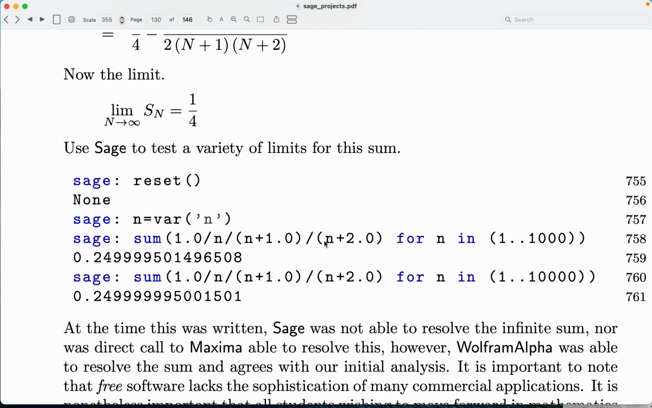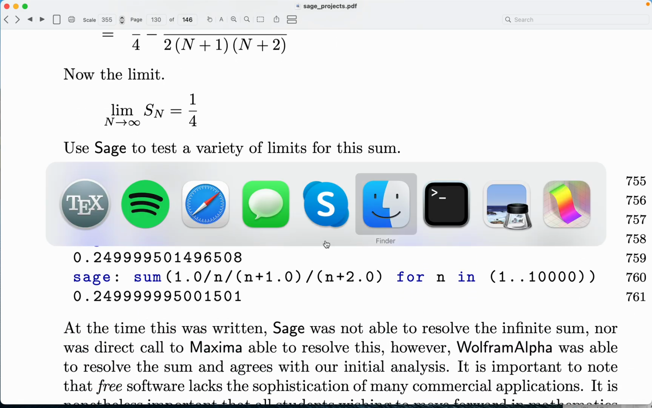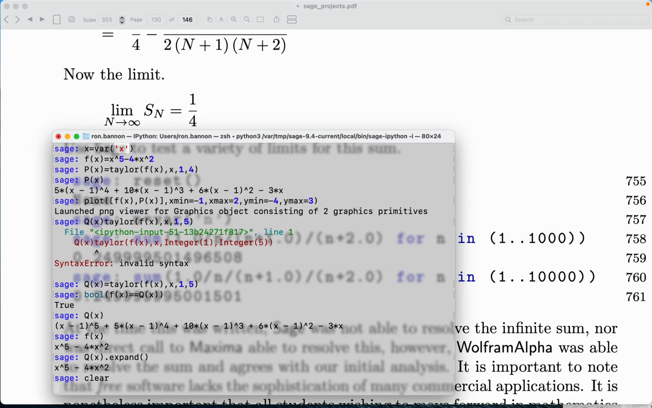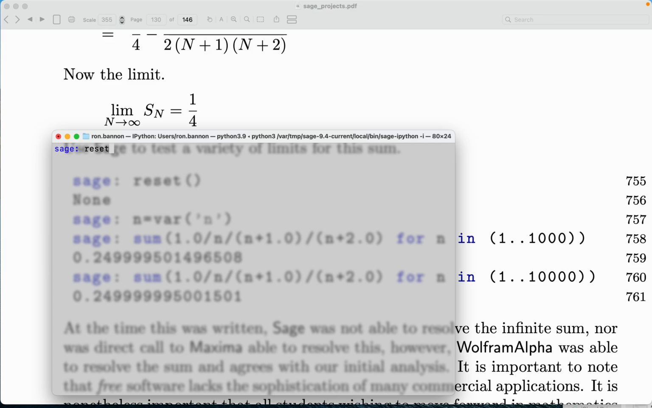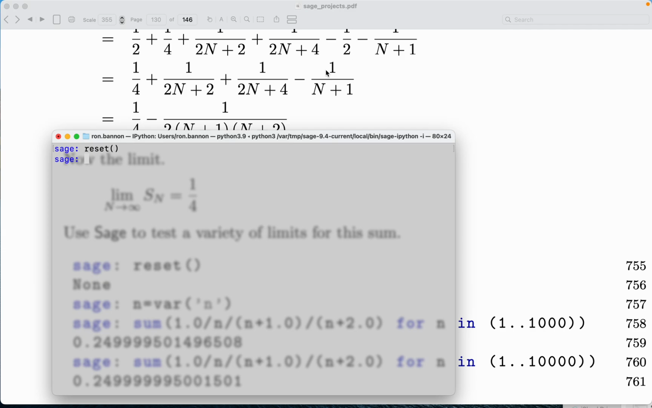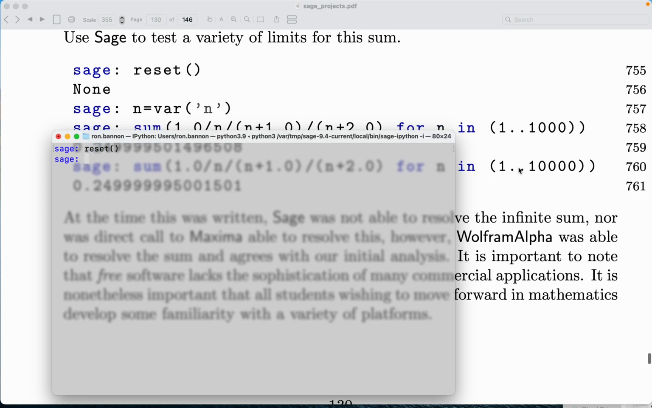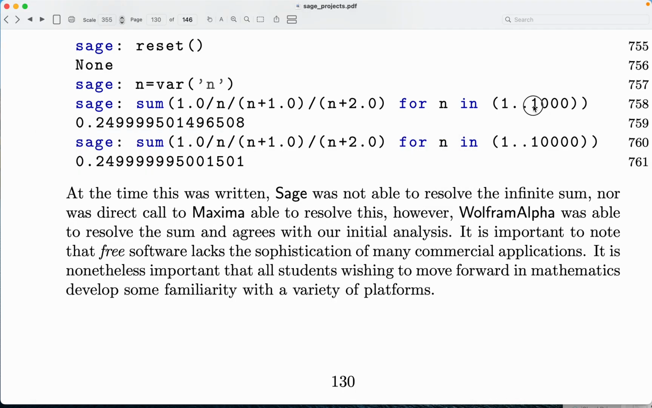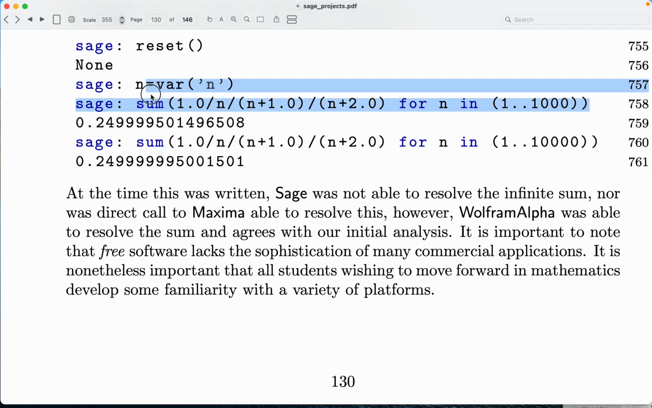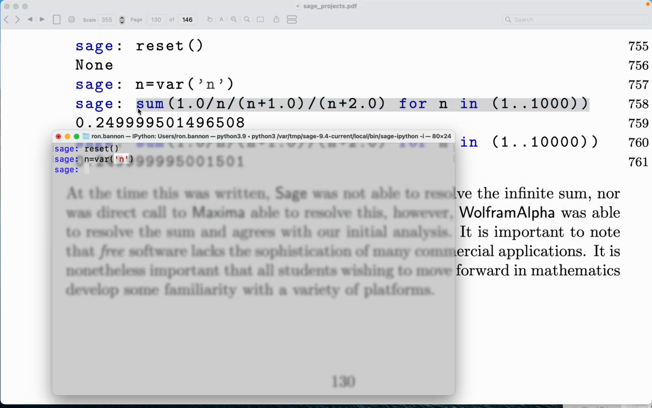and it turns out to be 1/4. Anyway, let me go to SAGE, and I go to my terminal. Let me clear the screen, and I'm going to reset. Let me go back over here. Define n as a variable. And then do the sum. All right, I'm going to copy paste, by the way, but I will read it to you. And my emphasis on this is to understand what you've read or typed. All right, so it says take the sum.